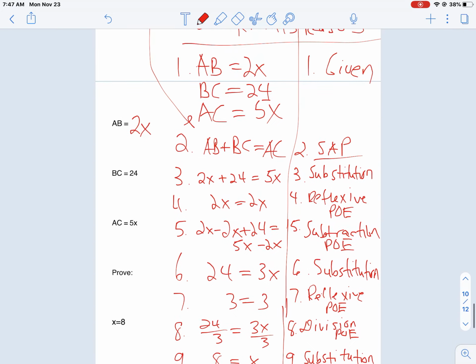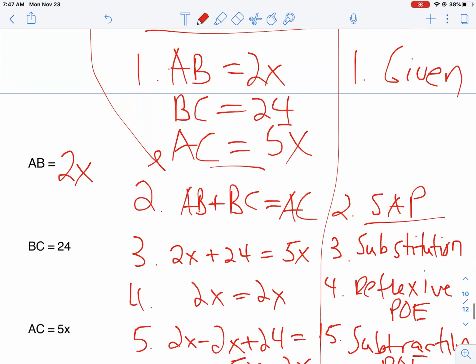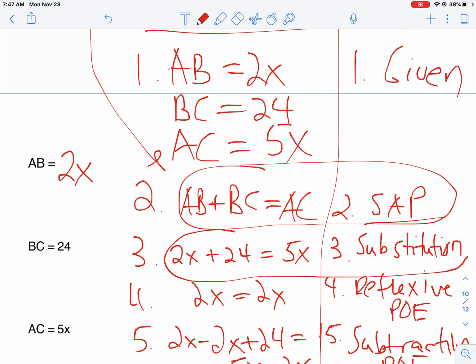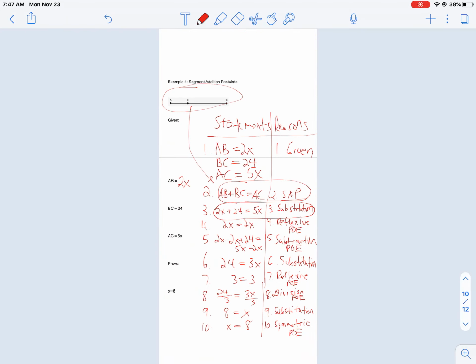But the whole goal of this problem was we need to use segment addition postulate so that we can find an equation to solve, okay? That's our goal. So you have to have the segment addition postulate to even find an equation, because I didn't give you an equation to solve for x. So now you have to use the geometry to find the equation, okay?